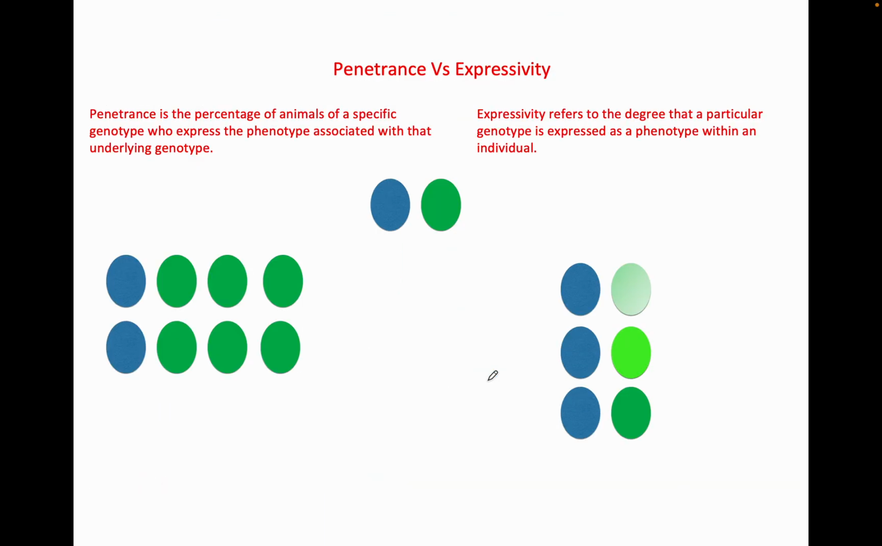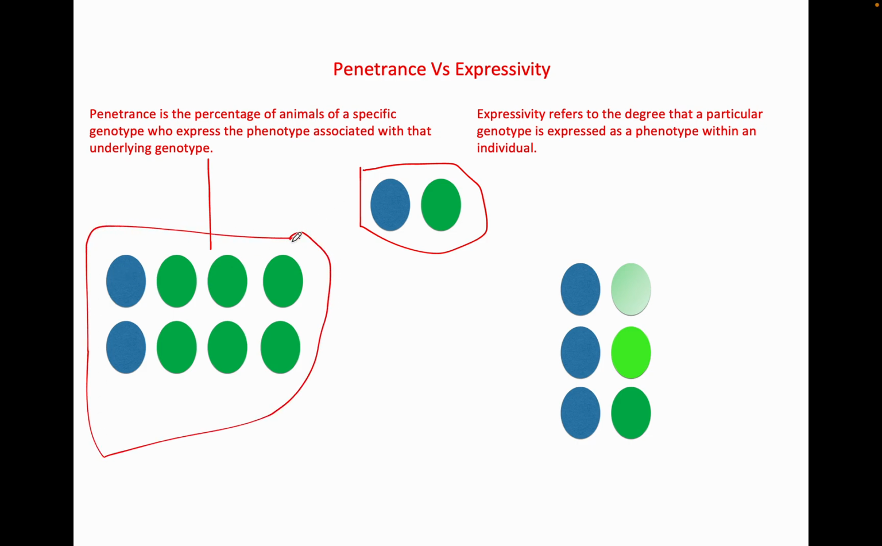Penetrance versus expressivity. This is another concept in genetics. Penetrance is the percentage of animals of a specific genotype who express the phenotype associated with that underlying genotype. Now, for example, this is the genotype, two alleles of a gene, and these are the trend of that genotype in a population, which is called penetrance. For example, there are 100 people, and out of 100 people, 2 of them have a genetic disease. So that mutated gene is now 2% penetrant in that population.